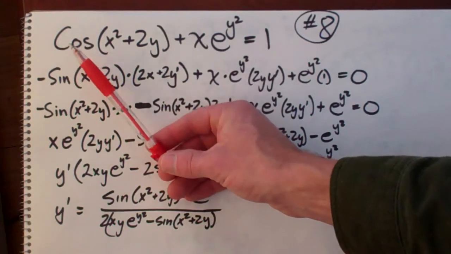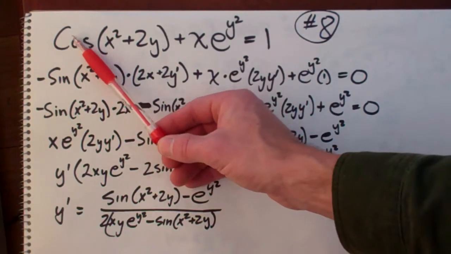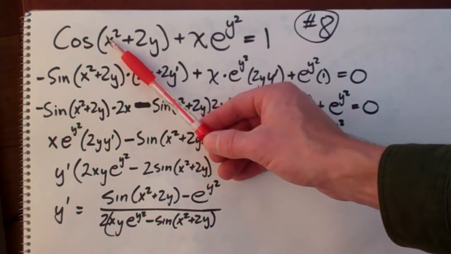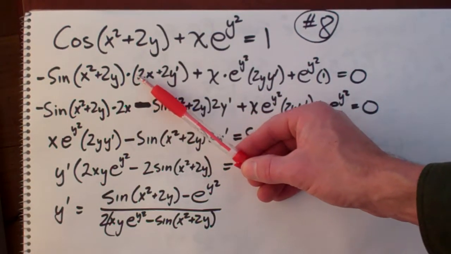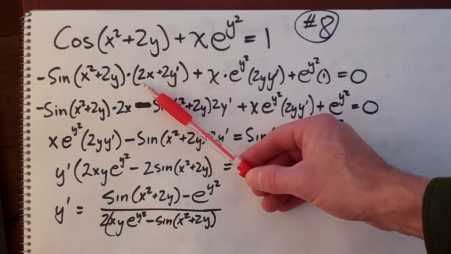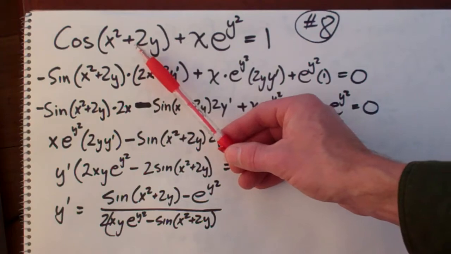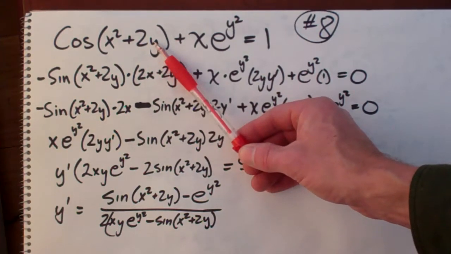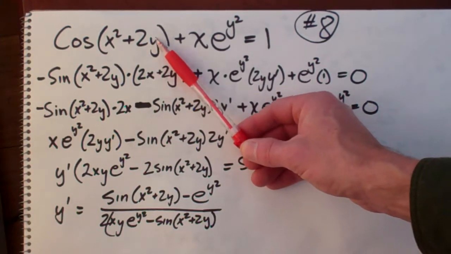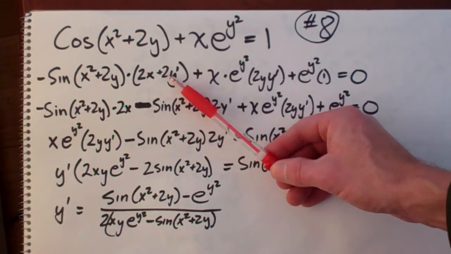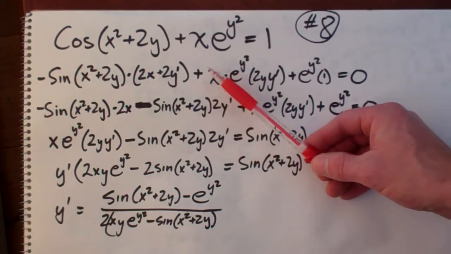So the derivative of the cosine, this is the outside, is the minus sine. Do not change the inside. Then when you take the derivative of the inside, there it is. The derivative of x squared is 2x. The derivative of 2y is just 2y prime. You could think of it as 2 times the derivative of y, which is y prime, then y times the derivative of 2, which is 0. And when you add that 0, it doesn't change it. So it's just simply 2y prime.